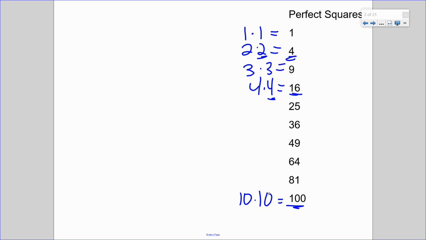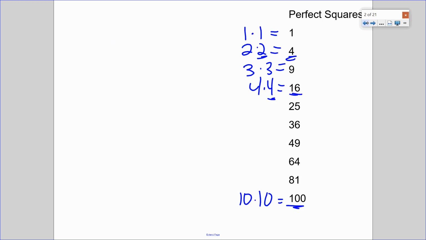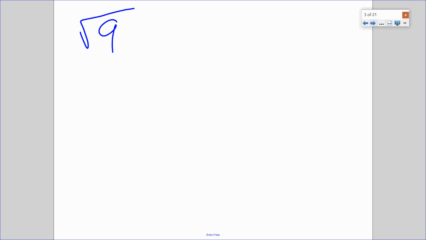So let's start with an Algebra 1 version of this. So this is not in the packet. This is just something that we did back in Algebra 1. In fact, let's start with 8th grade. If I have radical 9, well, since 9 is on my list, I just take the square root of it. The square root of 9 is 3.